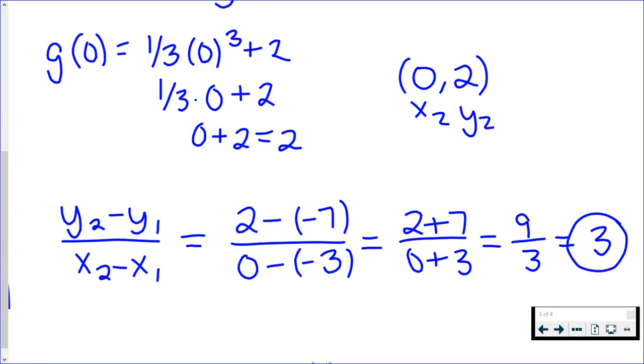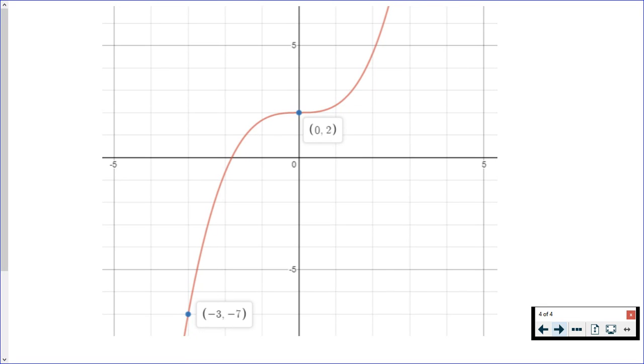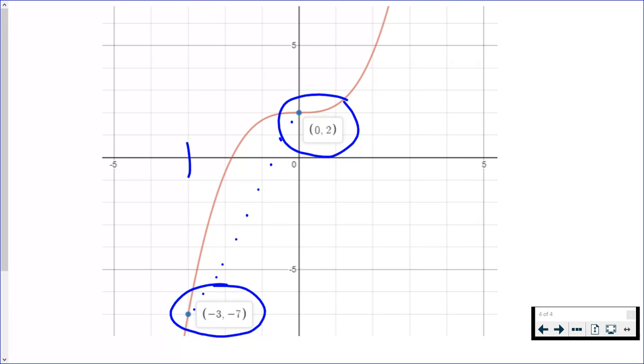Next, I'll show you what the graph looks like, just so you have a visual representation of what we're doing here. Here's our point, -3, -7. Here's our other point, 0, 2. What I did was I found the slope between these 2 points, which is the average rate of change between -3 and 0 on this cubic function.